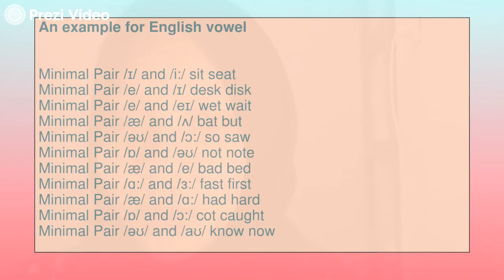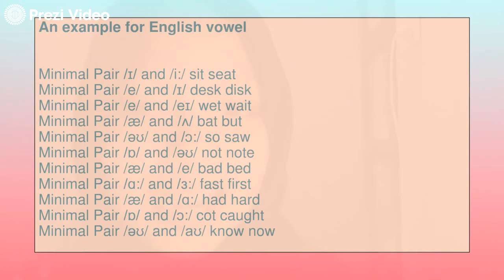Minimal pair O and O, for example, is so and so. Minimal pair O and O, for example, is not and note. Minimal pair A and A, for example, is bed and bed. Minimal pair A and A, for example, is farce and words. Minimal pair A and A, for example, is head and heart.